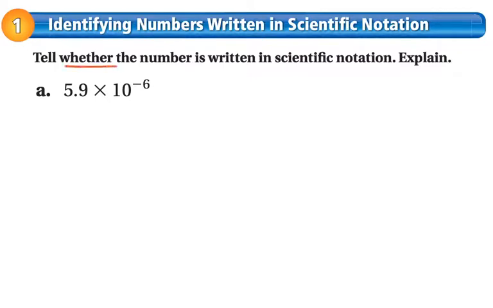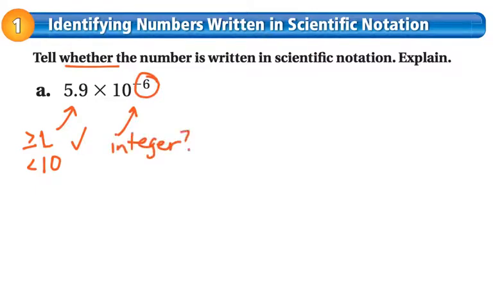It says tell whether it's written in scientific notation. In other words, these should be yes or no questions in a way. So the first thing we'll pay attention to is the factor itself. Is that number greater than or equal to 1? And is it also less than 10? And of course, the answer here is yes, 5.9 meets those requirements, so that's a check. And then when we look at the power of 10, we have to make sure that the exponent is an integer. And if that is true, and of course, yes, it is, -6 is an integer, then we say that absolutely yes, this is a number written in scientific notation.